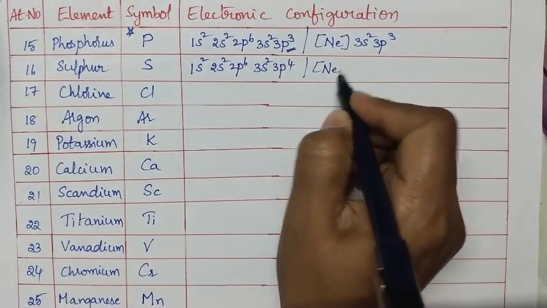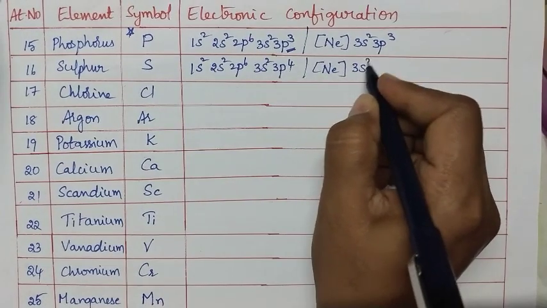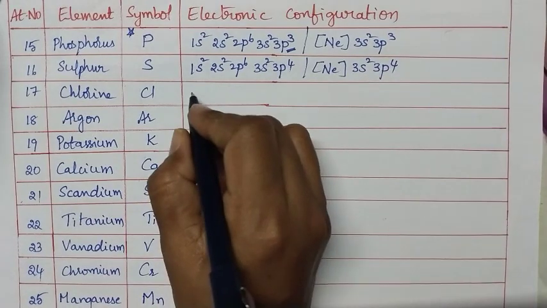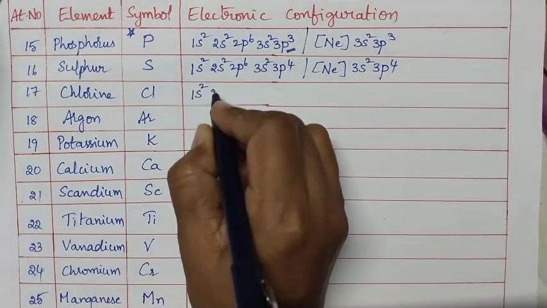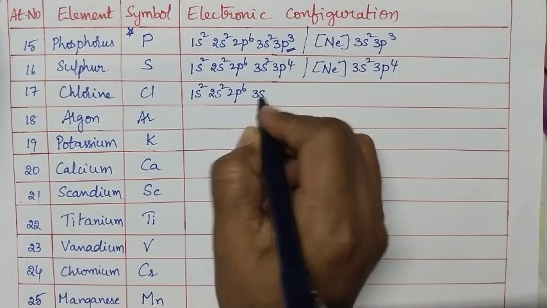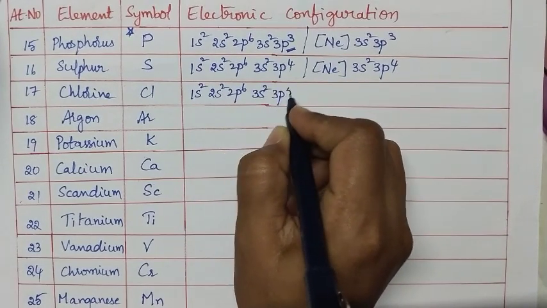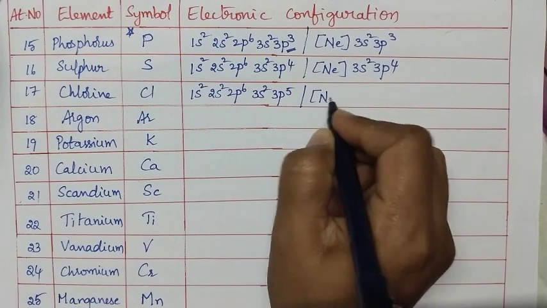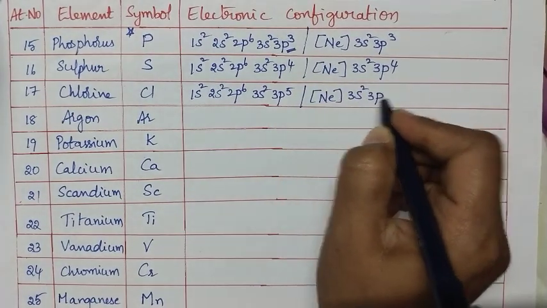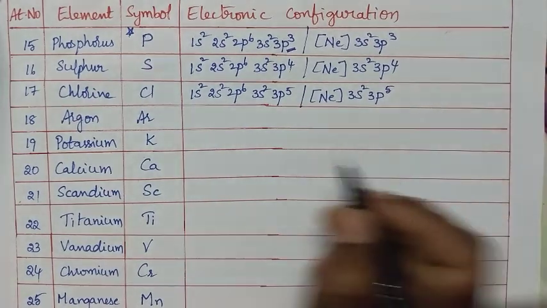Next coming to the sulfur, it can be represented as 1s2, 2s2, 2p6, 3s2, 3p4 and it can also be represented as neon 3s2, 3p4. And coming to the chlorine, its configuration is 1s2, 2s2, 2p6, 3s2, 3p5 and it can also be represented as neon 3s2, 3p5.